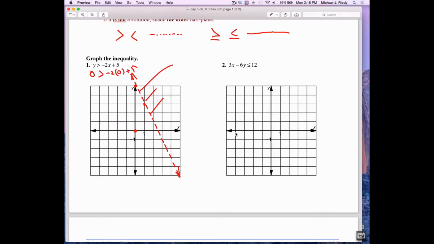So the side that we picked, which is 0, 0, is false, so we shade the other direction. What do you mean by shading? Like, color it in. I don't remember doing this. I've never done it. Well, now you're learning.